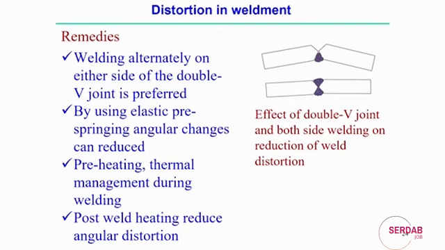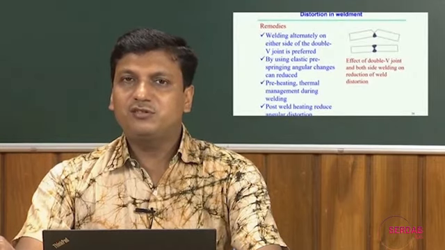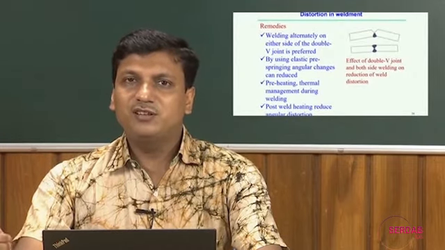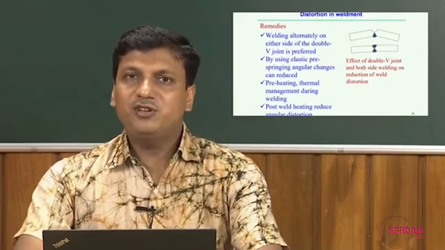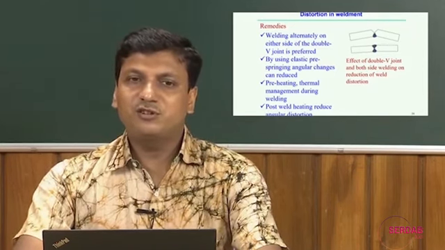Therefore, welding alternately on either side of the double V joint is preferred to reduce the distortion. And another mechanical way is using elastic pre-springing before the welding, which can also help to reduce the angular distortion. That means before welding you intentionally give some angular distortion, so that after welding it neutralizes the pre-existing angular distortion of the weld joint. So, that is one way to reduce the distortion.